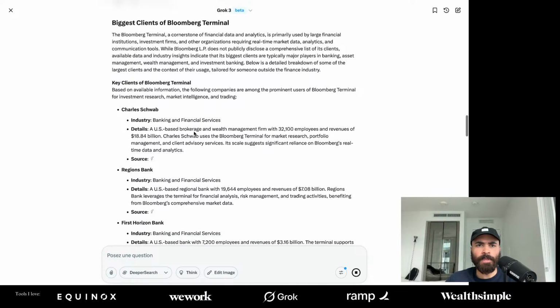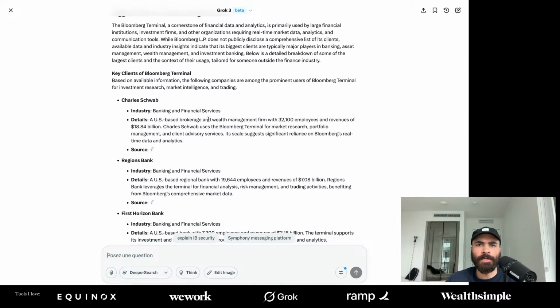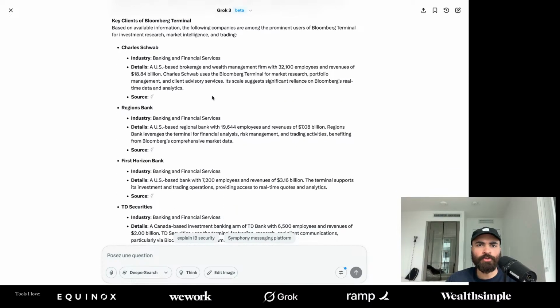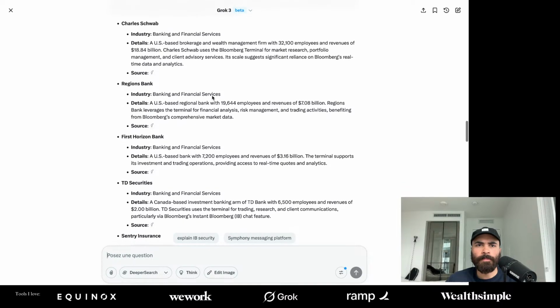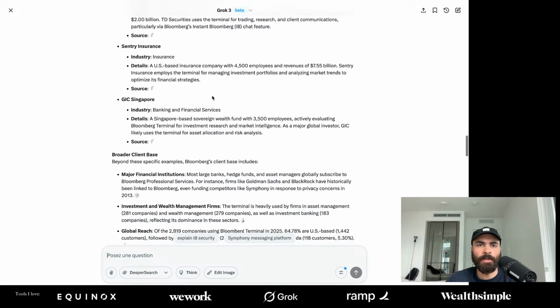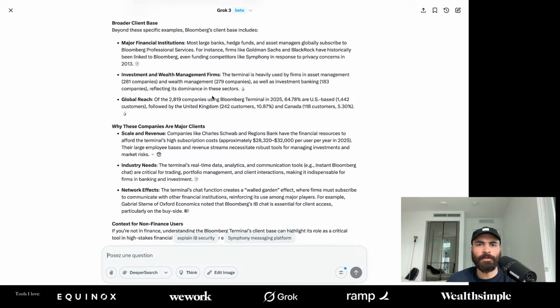Okay. Bloomberg Terminal, a cornerstone of financial data and analytics, is primarily used by large financial institutions, investment firms, and other organizations requiring real-time market data, analytics, and communication tools. Bloomberg does not publicly disclose a comprehensive list of its clients. Available data and industry insights indicate that its biggest clients are typically major players in banking, asset management, wealth management, investment banking. Charles Schwab. Okay. Regions Bank, First Horizon Bank, TD Securities, Sentry, GIC Singapore, broader client base, major financial institutions.